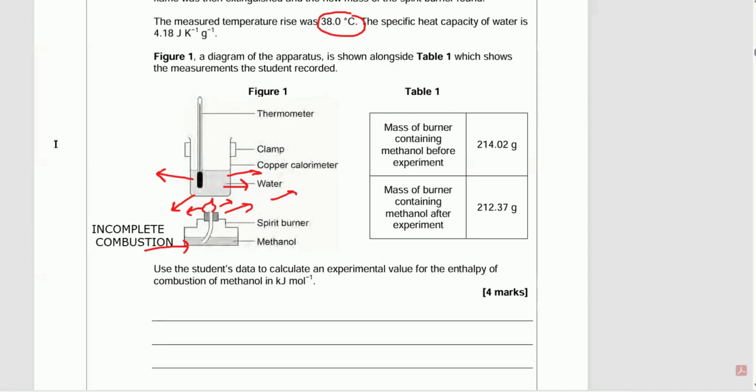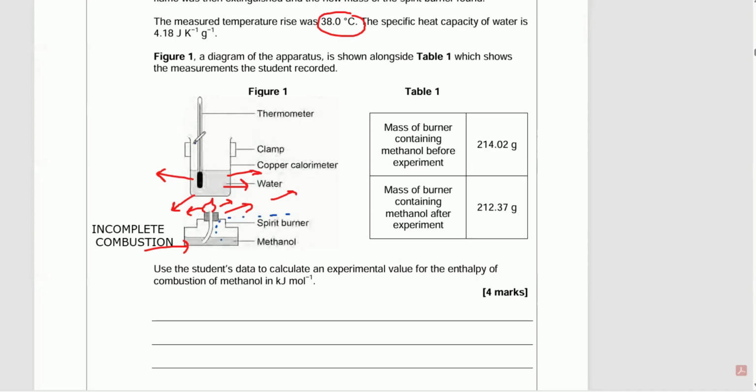So there are 2 things we can have. Methanol's an alcohol, and they are volatile organic solvents. They're going to evaporate. Even at room temperature, you'll get considerable evaporation. So we may have lost some mass through evaporation of the fuel. That's one of the reasons.